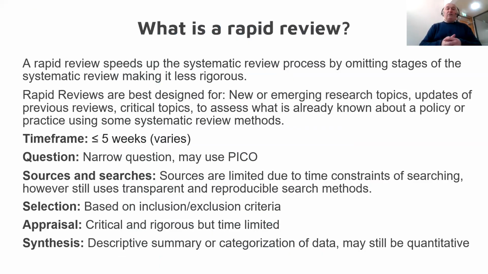And just to give you an idea of what a rapid review is, and as we go through the session, you might pick out some of the differences yourself. It is, like the name implies, a quicker review, and it's allowed to happen by omitting some of these steps, which can make it somewhat less rigorous. And it's really appropriate for new or emerging research topics. The time frame could be less than 5 weeks. Narrow question, you could be using PICO, and there's obviously limitations in the sources and searches as well.